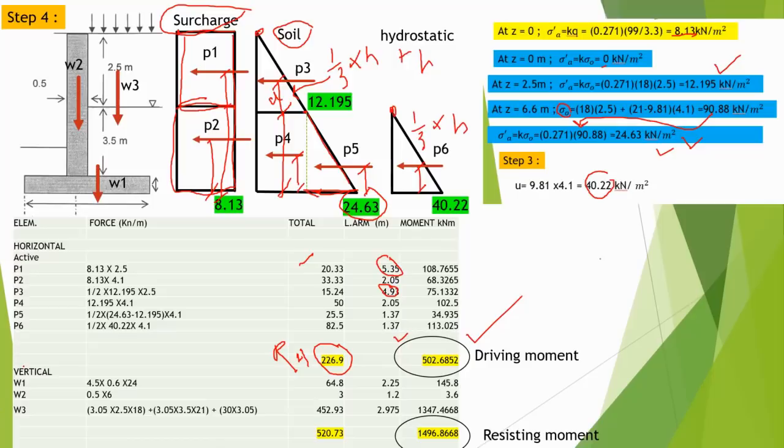Ignore the passive. So W1 nak cari vertical adalah area darab dengan dia punya unit weight. Okay, area of the rectangular ni. Ni darab dengan ni. Darab dengan dia punya unit weight. Area of this. Okay, darab dengan unit weight of concrete. Settle. And then area yang kedua pula sama juga area this.